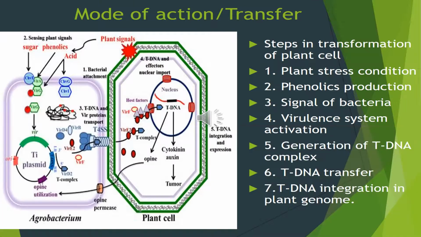Next topic is the mode of action, or the mode of transfer, of tDNA from the Agrobacterium to the plant cell. So the first step is the plant stress condition. Whenever there is a condition of stress or damage to the plant cell, at that time the plant produces a phenolic compound.